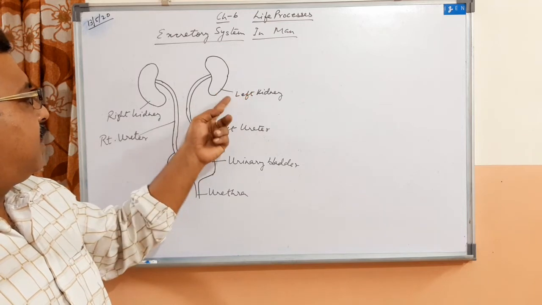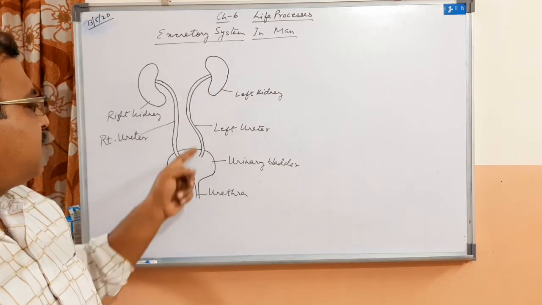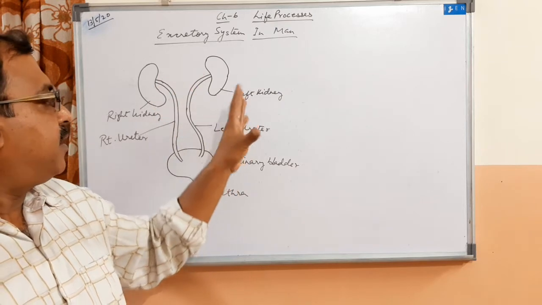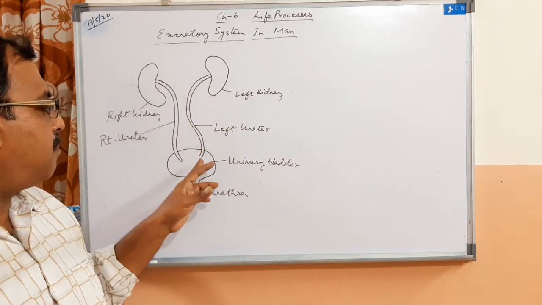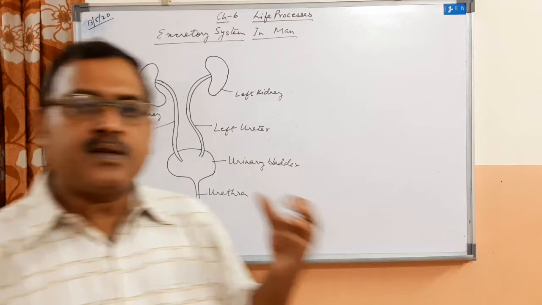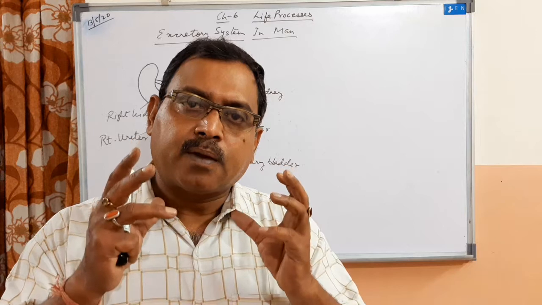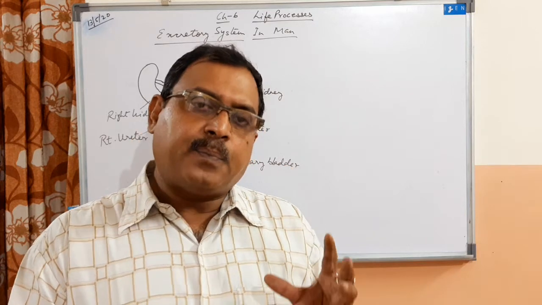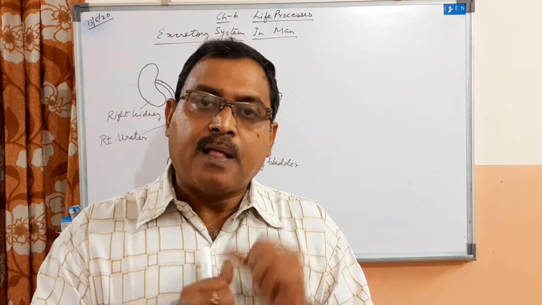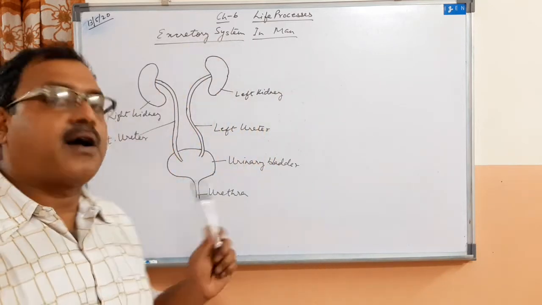Kidney. Now from the kidney, the ureter comes out. The ureter connects the kidney with the urinary bladder, which means the urine formed in the kidney is transported to the urinary bladder via the ureter. The urinary bladder is a bag which helps in storing urine. When it becomes filled with urine, the urine passes out through the urethra.